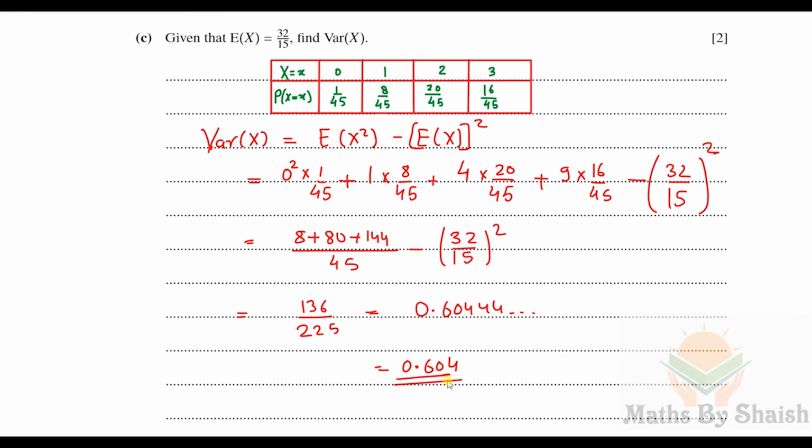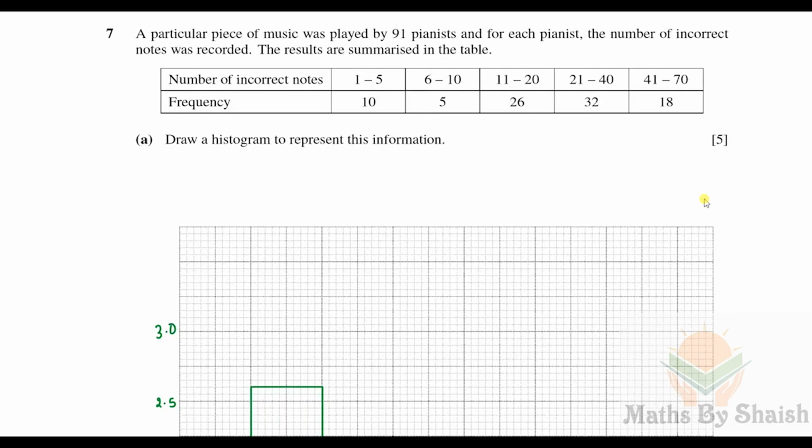Let's discuss the next question now. Here's the last question of this paper, that is the 7th question. A particular piece of music was played by 91 pianists, and for each pianist the number of incorrect notes was recorded. The results are summarized in the table.